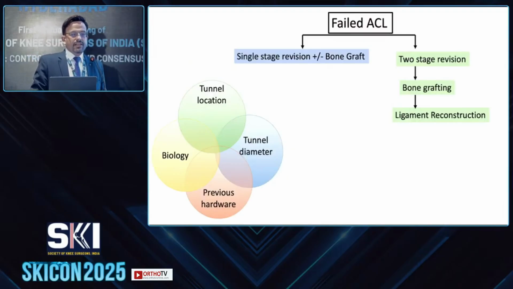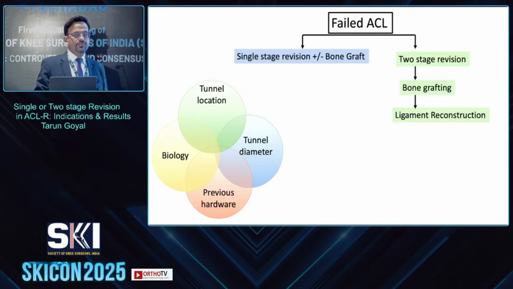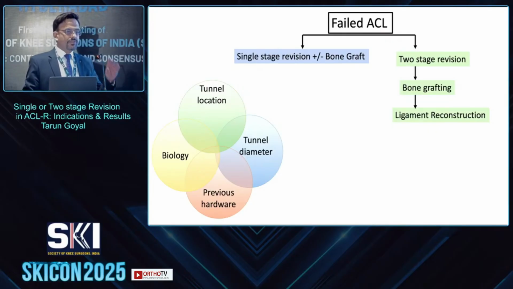So once we have a failed ACL and we need to decide whether it's a single-stage revision or a double-stage revision, I would like to say that you would have specific indications for doing a single stage or a double stage revision, so it's not a debate that single stage is better or double stage is better. Double stage would mean that in the first stage you would debride the old graft, debride the old tunnels, do some bone grafting, and then ligament reconstruction will be followed at about 4 to 6 months once the bone graft has consolidated.